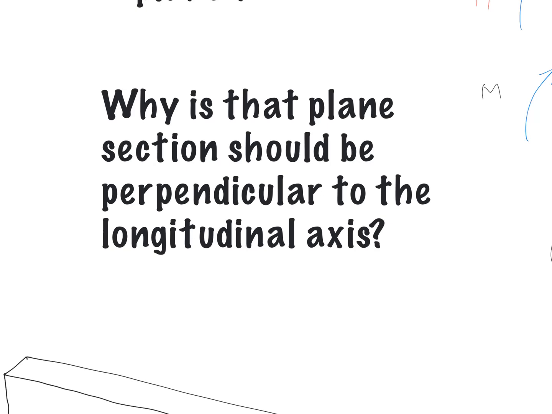plane sections remain plane, but they should also be perpendicular to the longitudinal axis. This is very important, because otherwise the shear strains come into the picture. This is why you don't have shear strains, because when your plane sections are bending, they are always perpendicular to your longitudinal axis. So this is one reason why we don't talk about shear stresses. This is another assumption in the Euler-Bernoulli theory.